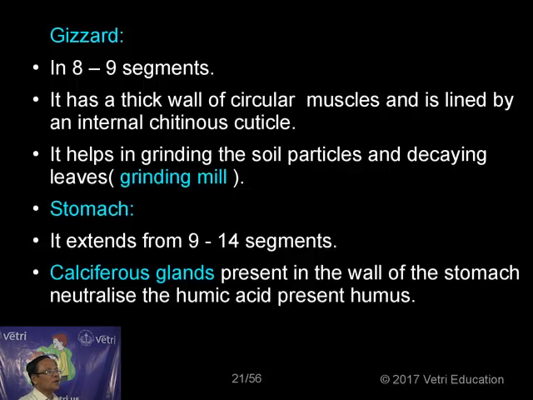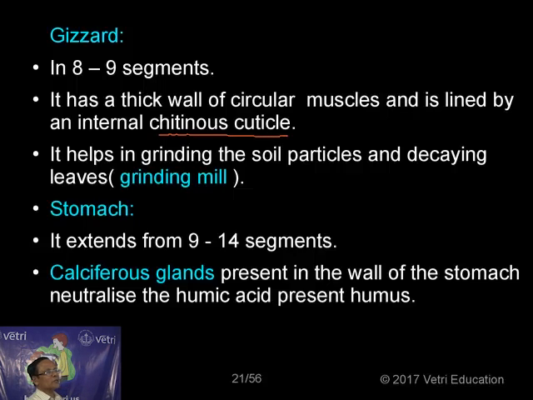on the inner layer of which contains some chitinous plates for grinding the food. That's why it's called a gizzard, a grinding mill. So it is a thick wall of circular muscles and is lined with an internal chitinous cuticle present for grinding the food, hence called a grinding mill.